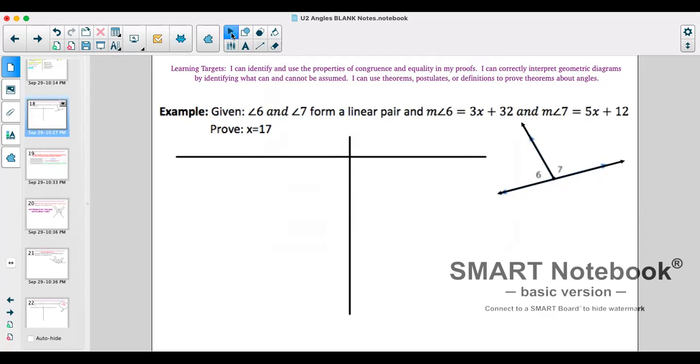Another way to define a line is a pair of opposite rays. So angle 6 and angle 7 form a linear pair. It's a pair of adjacent angles that form a line. We know that means they add up to 180 degrees, and we're going to keep that in the back of our mind. How do we know that? That's the definition of a linear pair, or your instructor may have introduced to you the linear pair postulate.